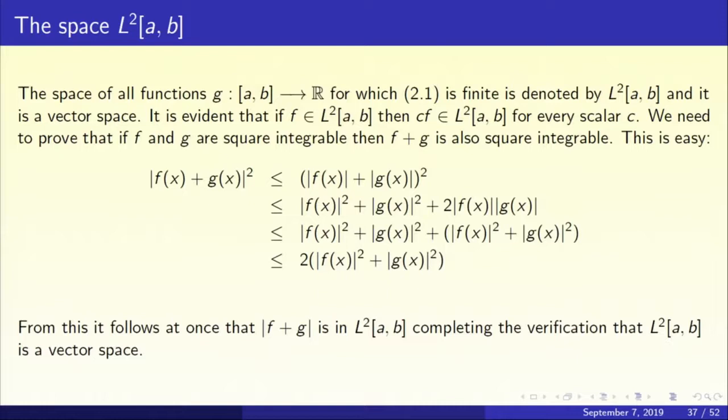Now what do we know? Integral mod f(x) squared is finite, integral mod g(x) squared is finite. So integral of mod f(x) squared plus g(x) squared is also finite, and twice a finite number is again finite. So integral of mod f(x) plus g(x) the whole squared is finite. In other words, f plus g is in L2 of [a,b]. And the verification that L2 of [a,b] is a vector space is thereby complete.